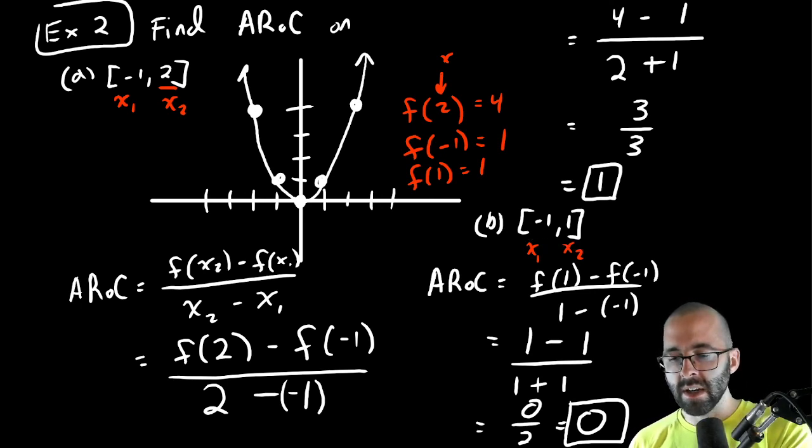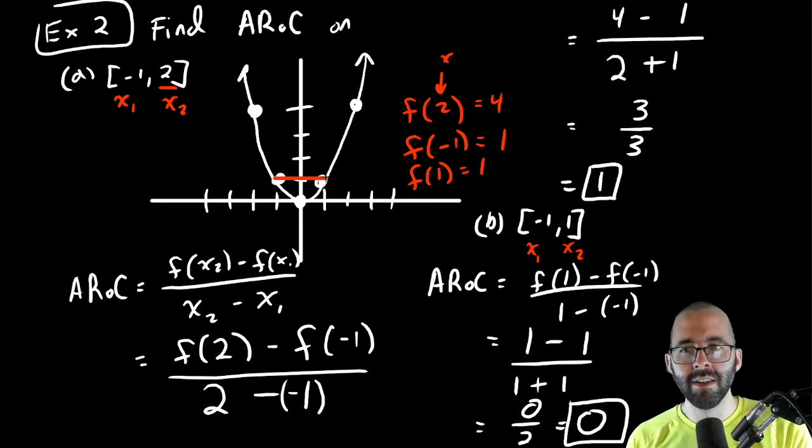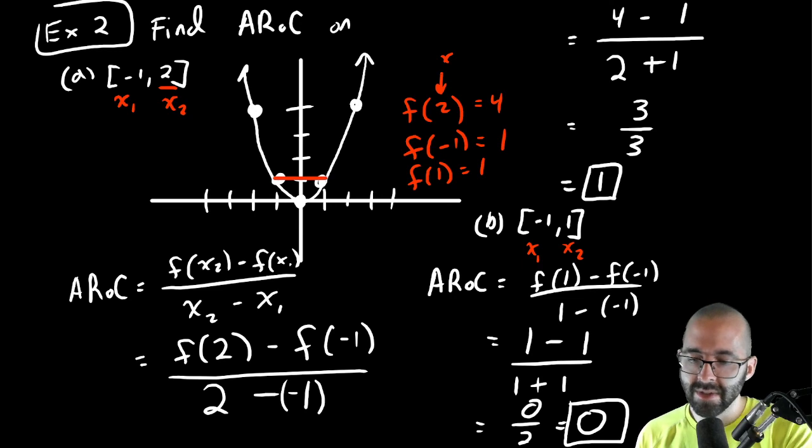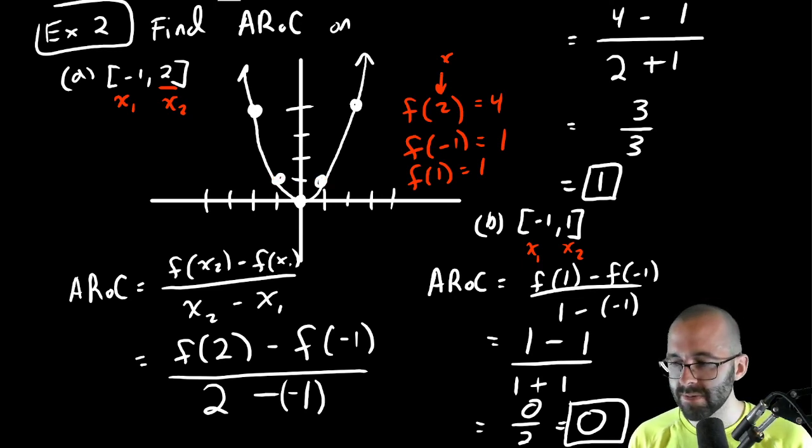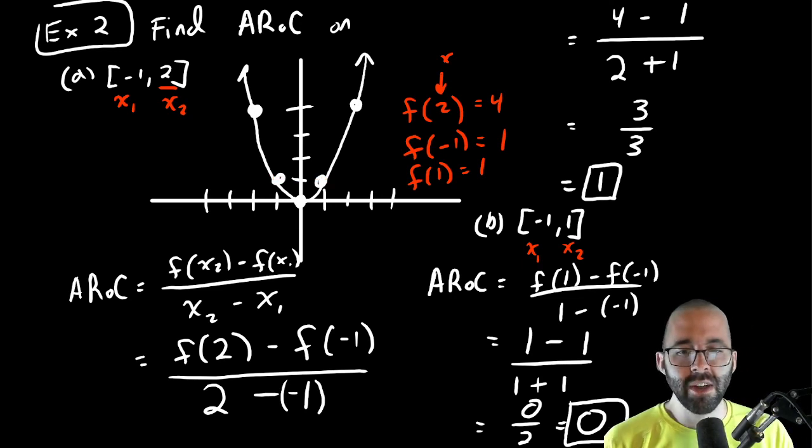Because if we're just looking between +1 and -1, how is it changing? Well, between x equals +1 and -1, it's not changing at all. So it goes down and then it goes up, but on average, it's not changing. The slope of this secant line is 0. Good luck, and let me know if you have any questions.